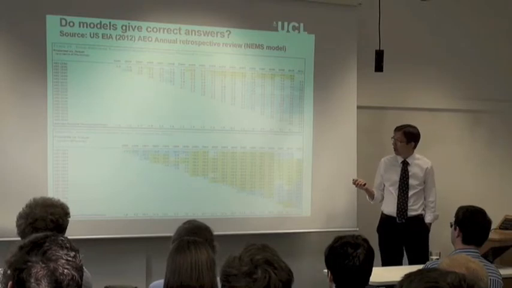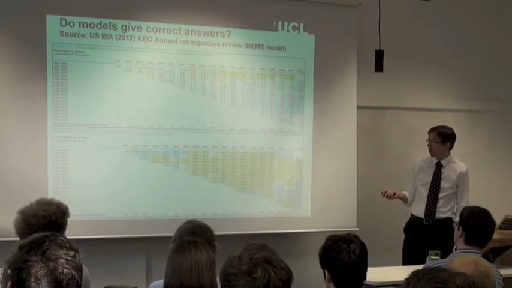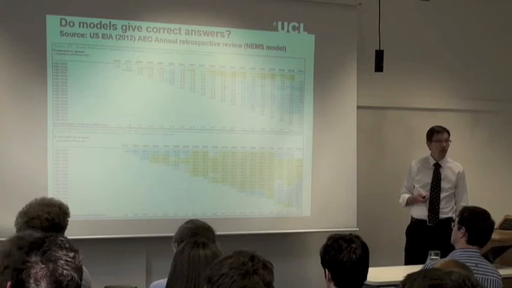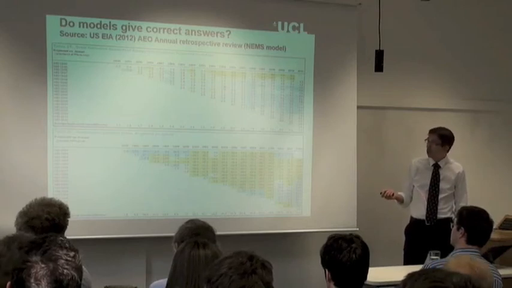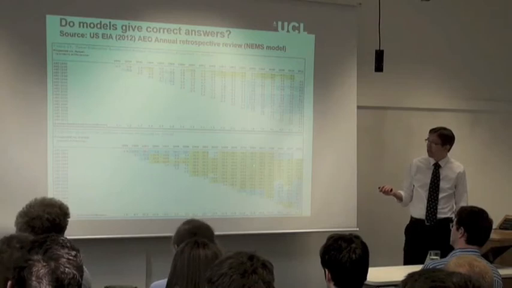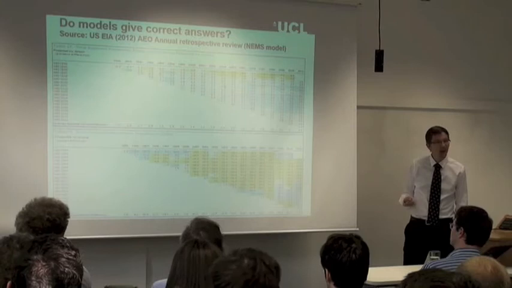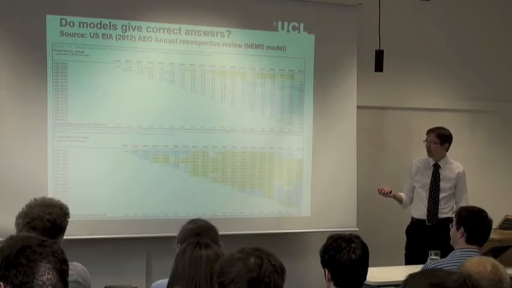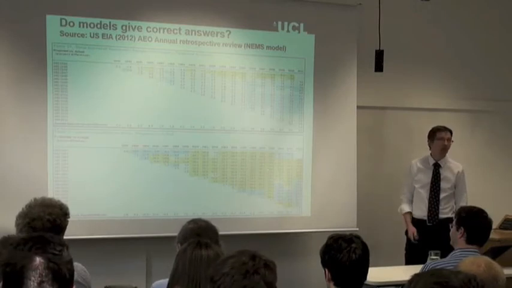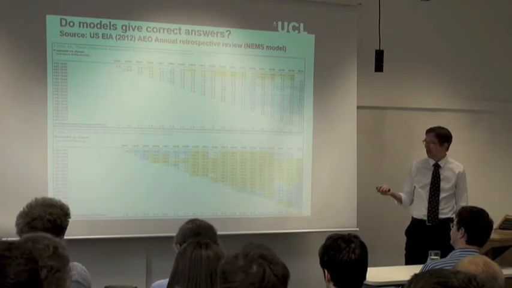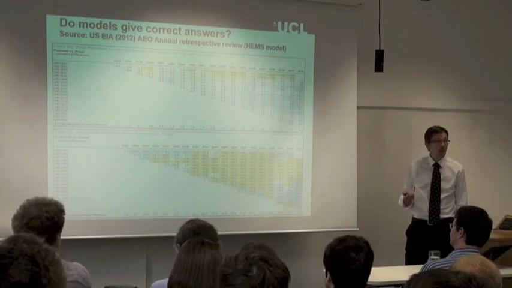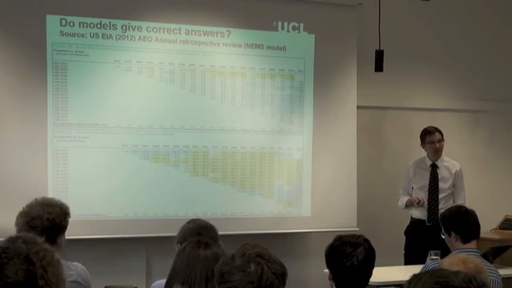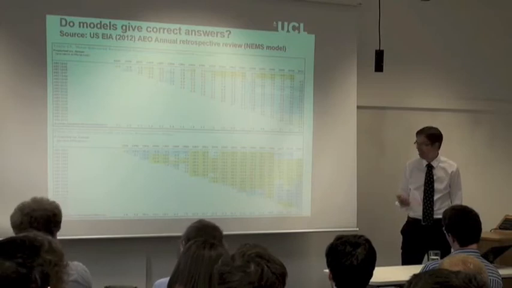This is shaded, so if the model is in blue, then the model got the number too high, and if it's in green, then the model got the number too low. If you look at natural gas prices, the model consistently got the prices massively too high. Sorry, green is too high. I think I did get that the wrong way. I'm really not presenting this slide particularly well. Now I've convinced myself I've put it the wrong way around once again.